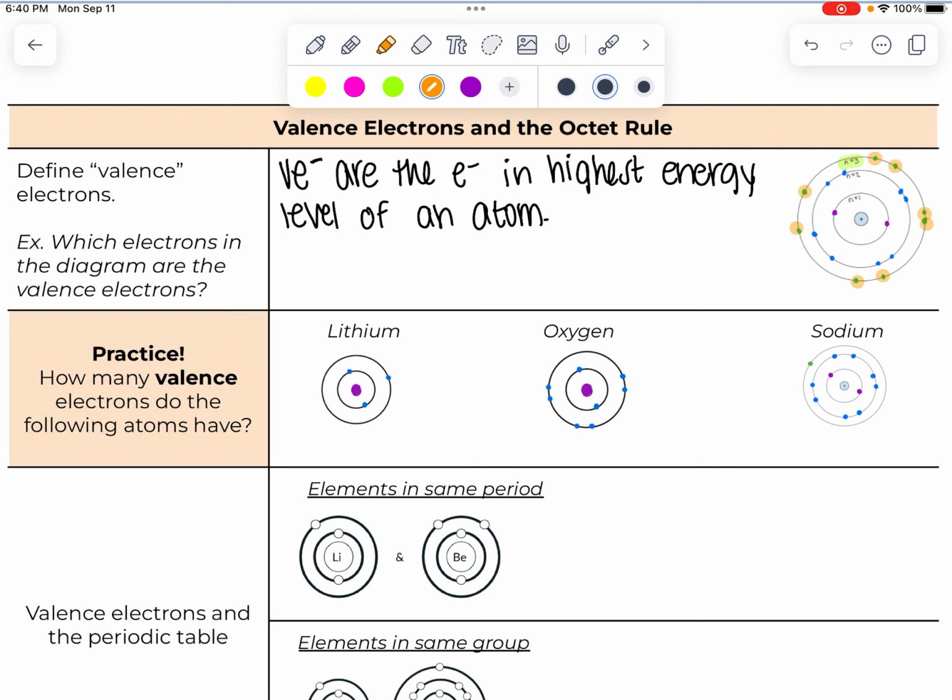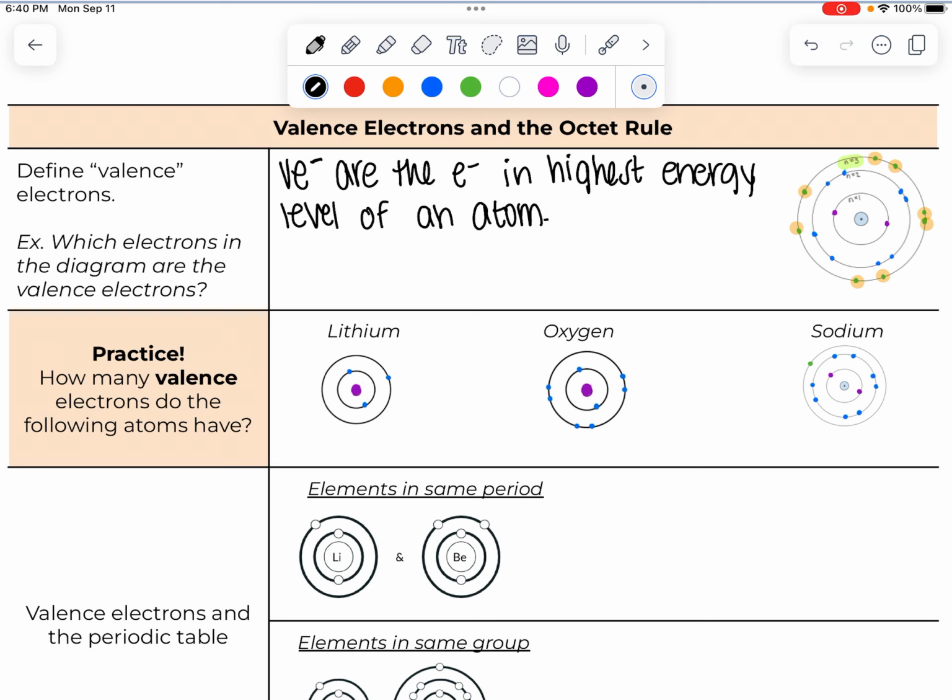These are the electrons that are going to be lost if you're forming a cation, or it's the energy level that electrons are going to gain into if you're forming an anion. So take a look at the 3 Bohr models I have here for lithium, oxygen, and sodium. Pause this video and figure out how many valence electrons do each of these atoms have, then come on back.